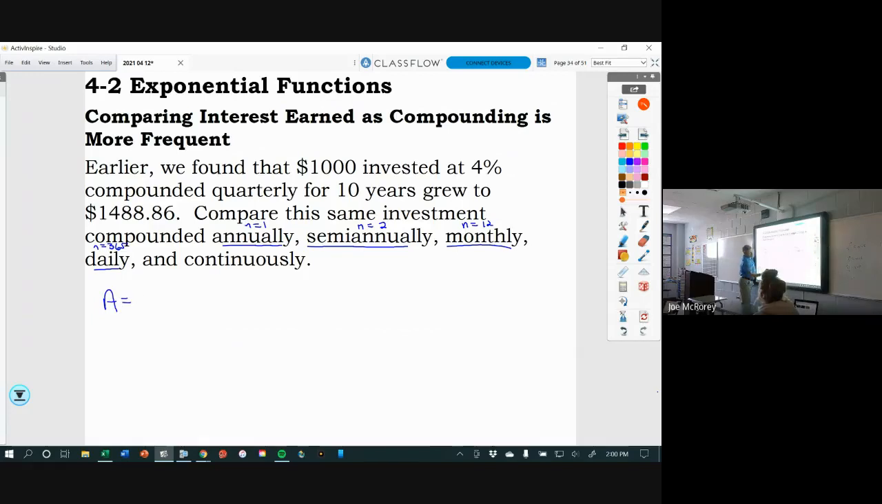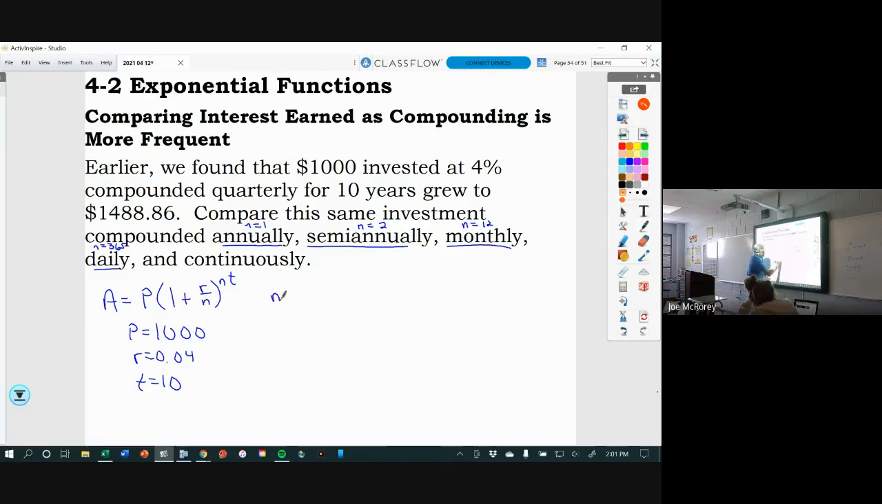So we have A equals P times 1 plus r over n to the nt power. For the ones that I've underlined in blue, P is 1,000, r is 0.04, and t is 10. What changes is the n value, and I'm not going to do the math. I'm going to trust that y'all can do the math, and I'm just going to plug them in.